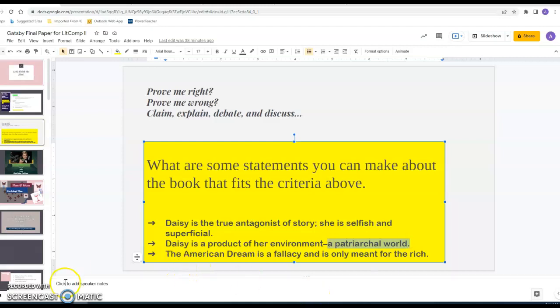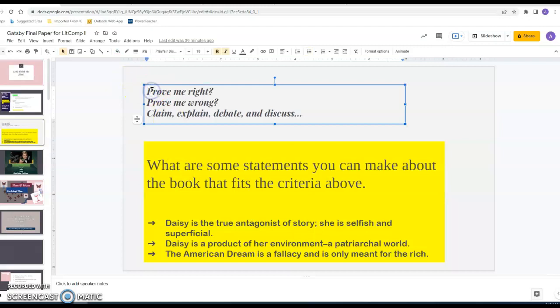And then finally, the one down here. The American dream is a fallacy and only meant for the rich. So I'd have to talk about what the American dream is. How is it demonstrated in the book? Fallacy is a fancy word for saying it's fake or not real. So I'd talk about the falsity of the green light. I'd talk about how lots of characters want to be rich, but really it's only the East Egg society that masters it. So hopefully you can see these are all worthy, bold statements.